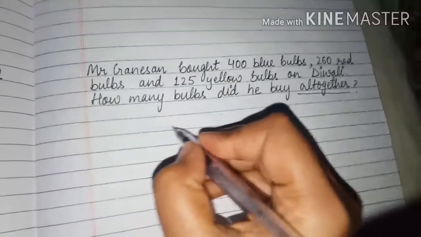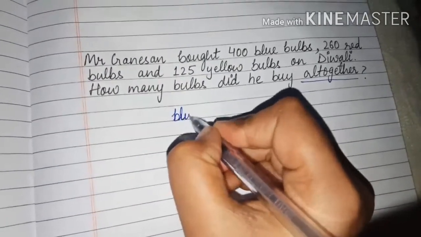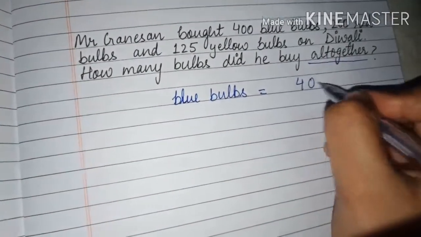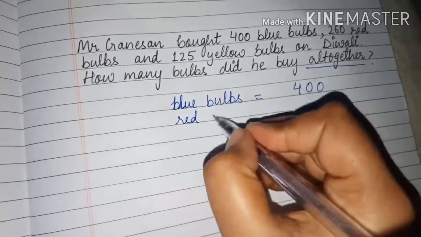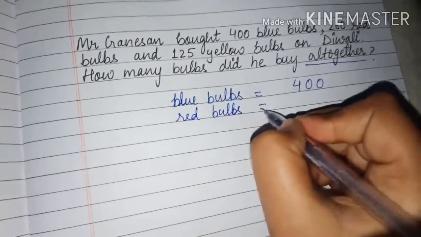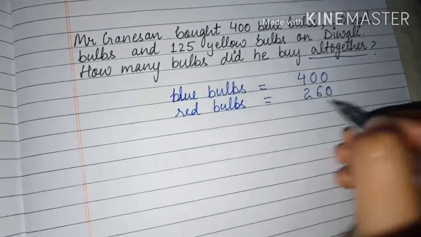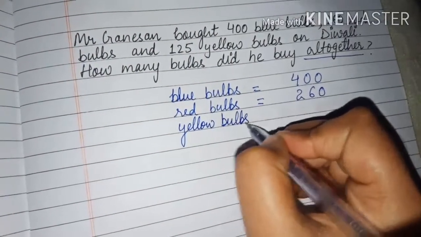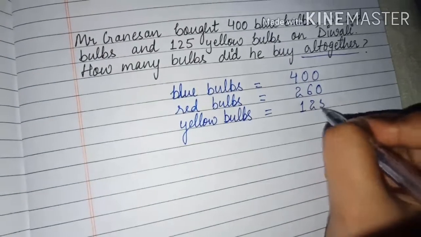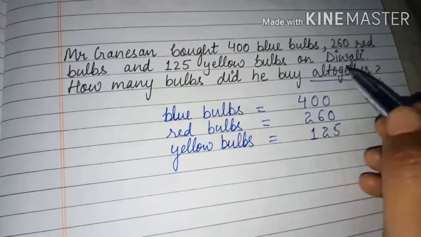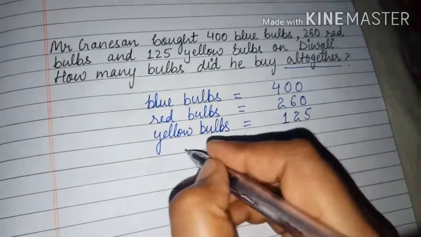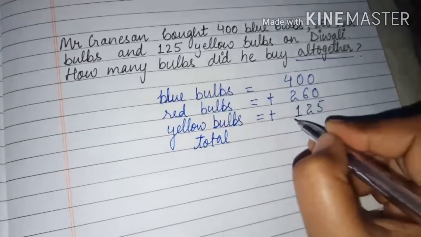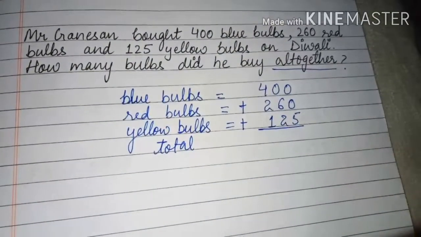So what should I do? First of all I will write कि blue bulbs, how many blue bulbs did he buy? So it is 400. And then how many red bulbs did he buy? It is 260. Okay, and then yellow bulbs. Okay, so yellow bulbs are 125. Is it clear? Now how many bulbs did he buy all together? So I have to find out the total of the bulbs he bought.